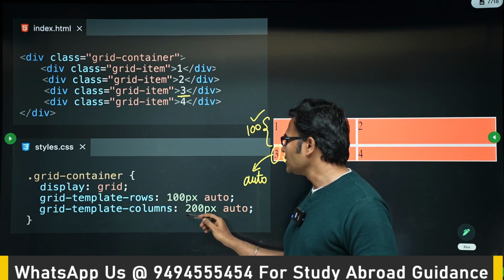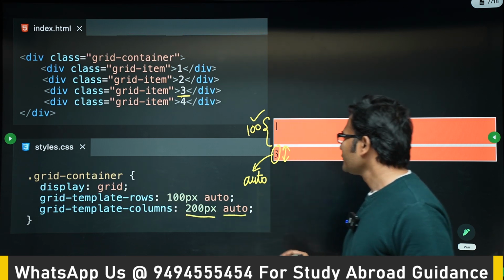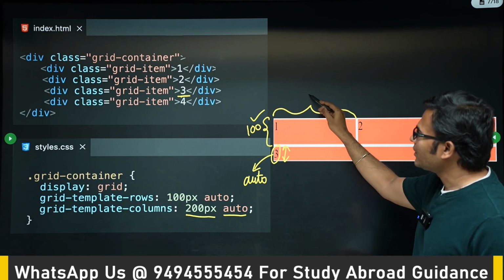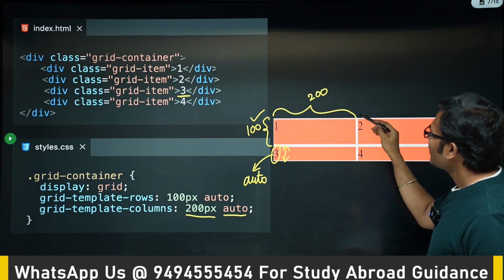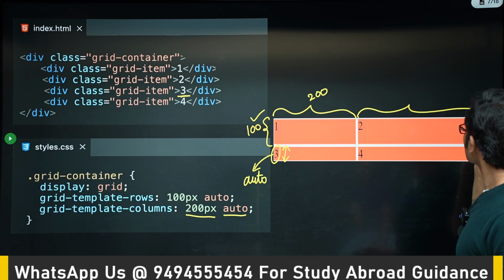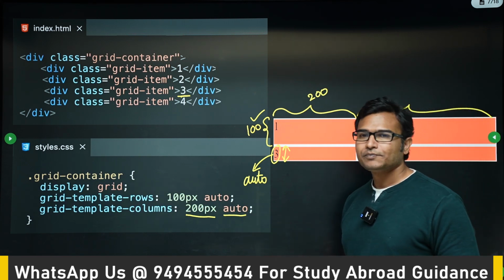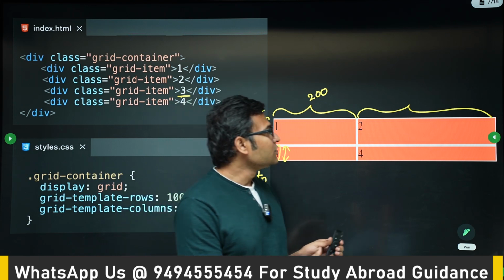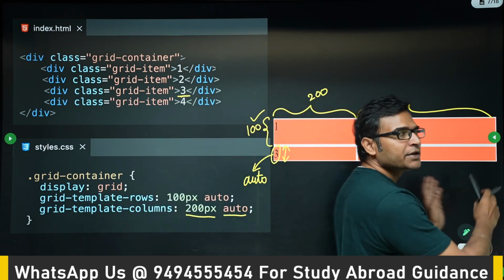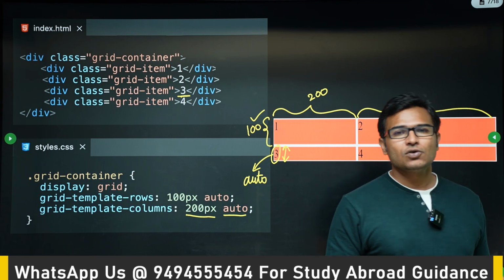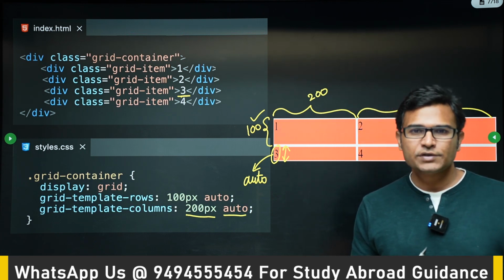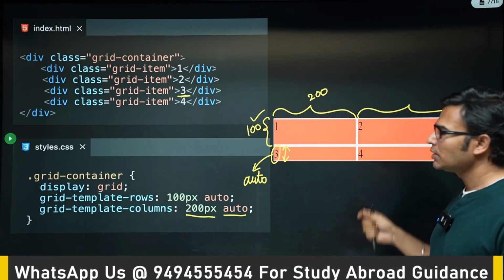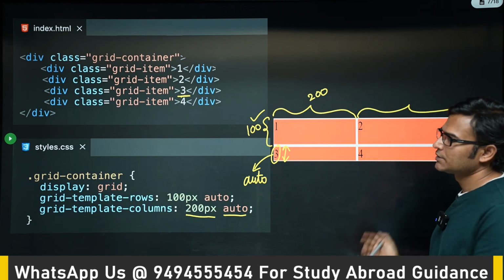Now if I write 200 pixel and auto, it means that the first column width is 200 and the second column width is auto. Whenever you write the column width as auto, it is going to span the entire width. So that is the difference. When you have auto in the rows, it will take only the size that is required. When you have auto on the columns, it is going to take the entire size.